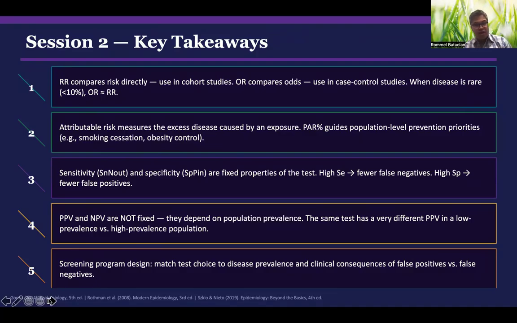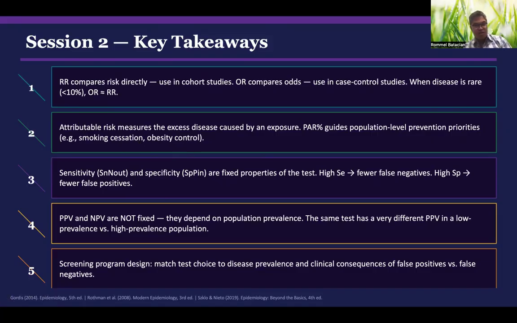So the key takeaways here are that the relative risk or the risk ratio compares risk directly, and you use it in cohort studies. The odds ratio compares the odds, and you use it in case control studies. When the disease is rare, the odds ratio and the risk ratio are almost the same. Attributable risk measures the excess disease caused by an exposure. The attributable risk percentage guides population level prevention priorities such as smoking cessation and obesity control.